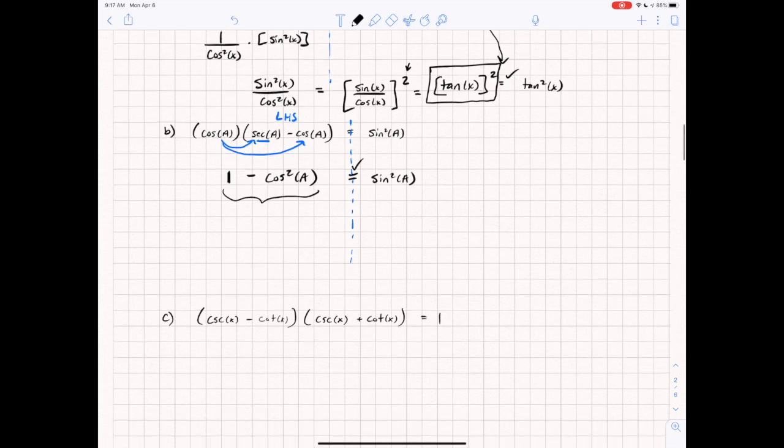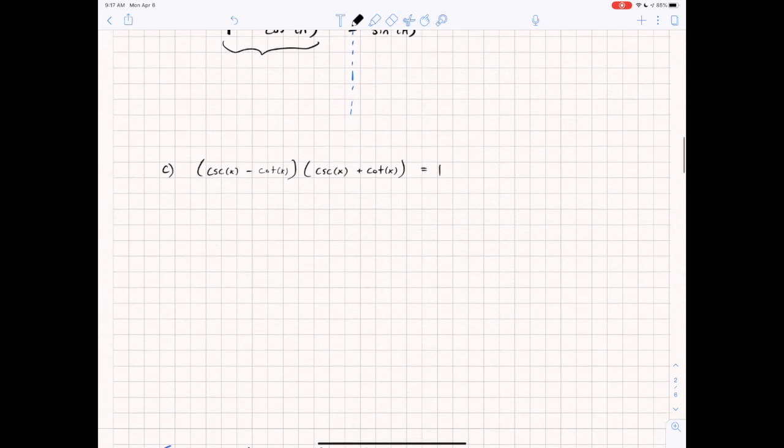All right, so part C. This step, again, looking at it, the left-hand side is clearly going to be the most complex side. I mean, the right-hand side is just a 1. So obviously, that's the easier side.